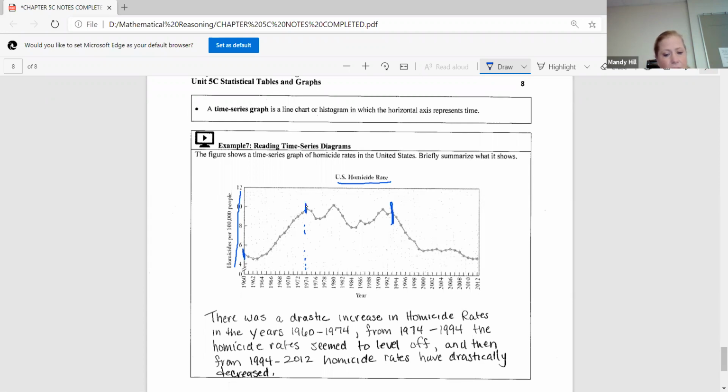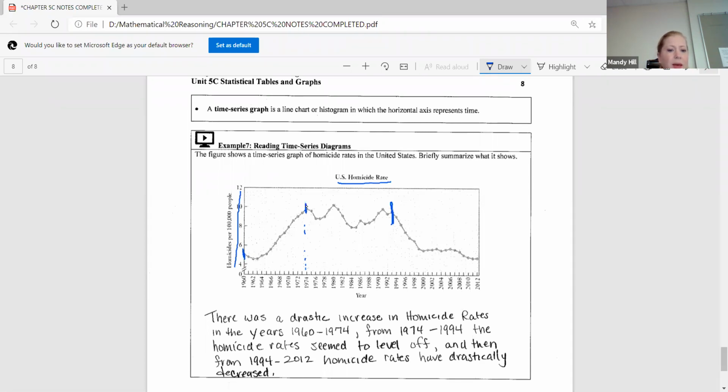So I said that the homicide rates seem to level off from 1974 to 1994, which means they're kind of staying steady. There is some increasing and decreasing, but not anything as drastic as what you're seeing from 1994 to 2012. It looks like there's a drastic decrease in crime rates.